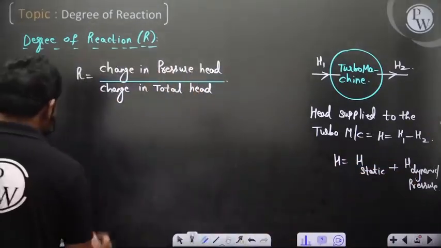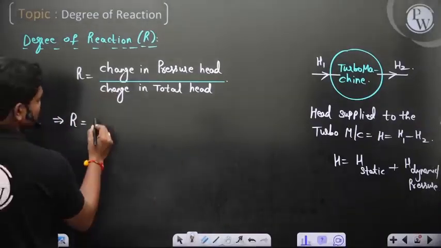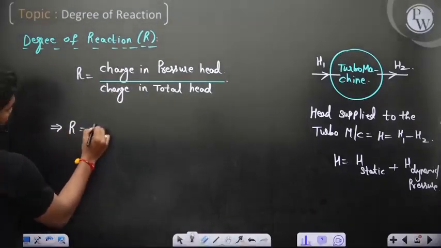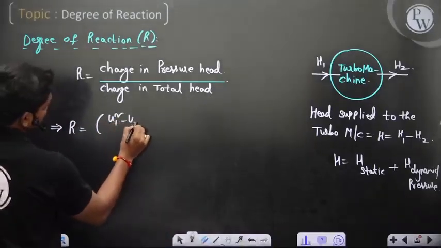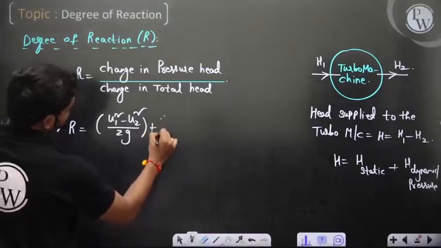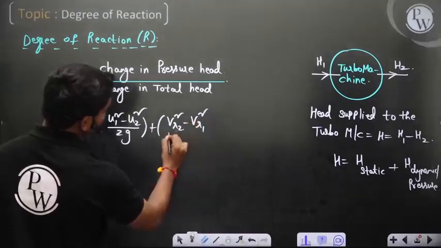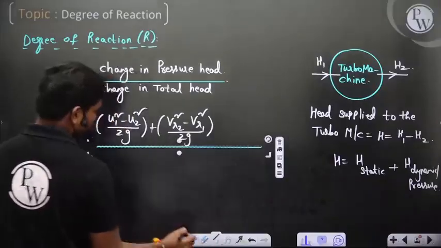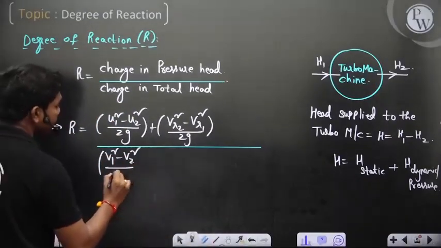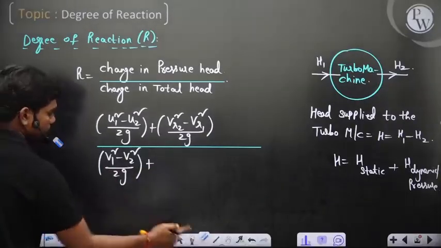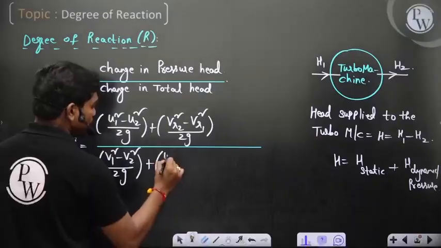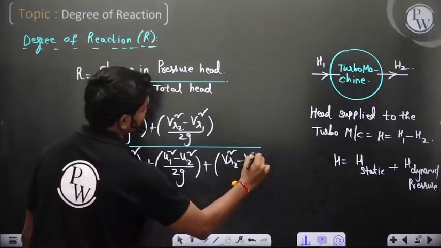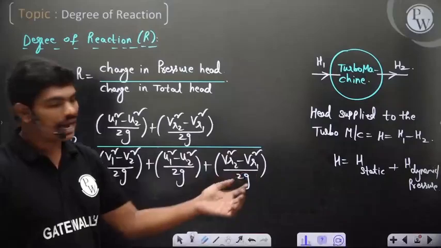Okay, so therefore this definition is given by R is equal to change in pressure head, U2 square minus U1 square by 2G plus VR2 square minus VR1 square by 2G, because this is the change in the dynamic head, divided by the change in the total head: U1 square minus U2 square by 2G plus VR2 square minus VR1 square by 2G, because this is the change in total head across a turbo machine.